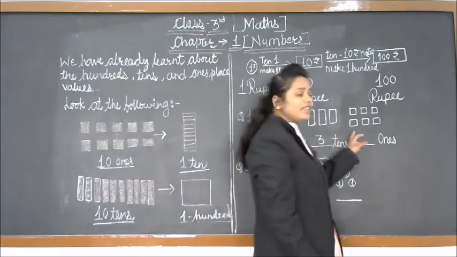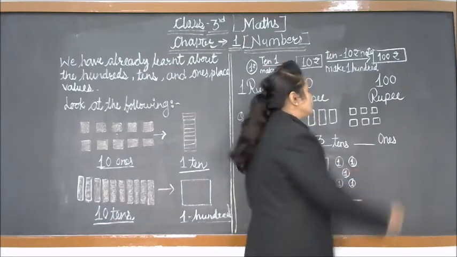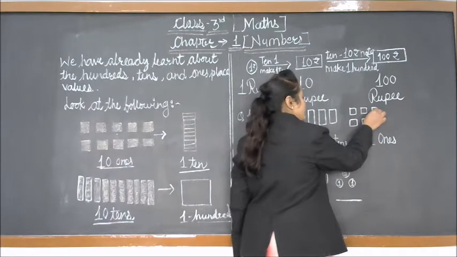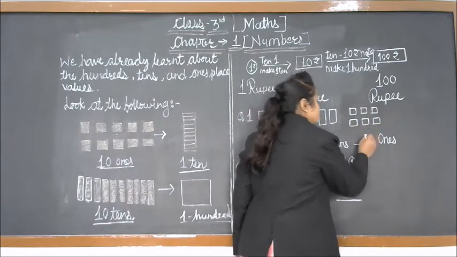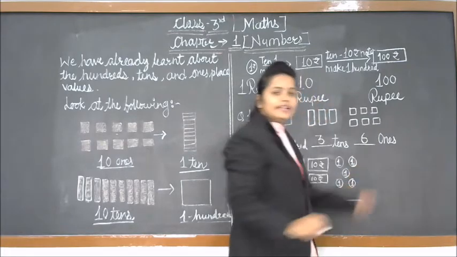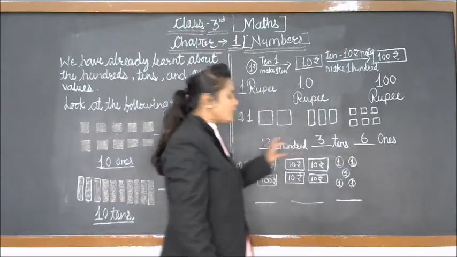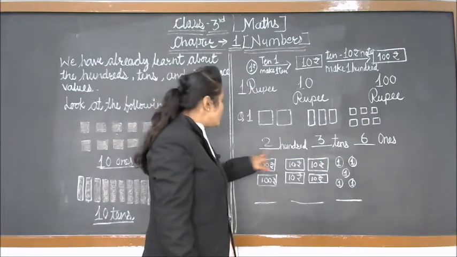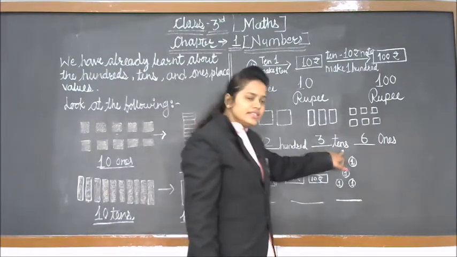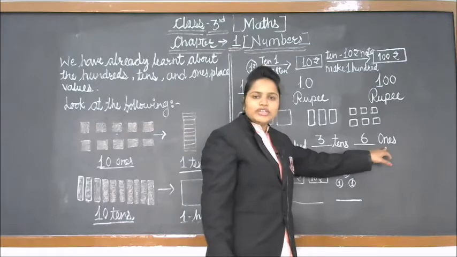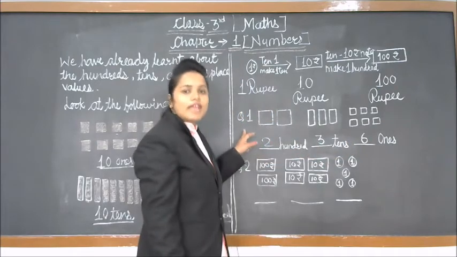Okay, students, how many ones do we have? Let us count. 1, 2, 3, 4, 5, 6. So we can clearly write 6 here. So how can we call this? 200, 3 tens and 6 ones. So students, like this you have to follow the method.